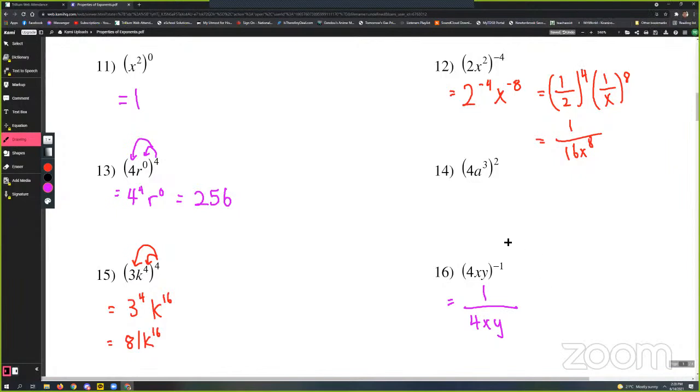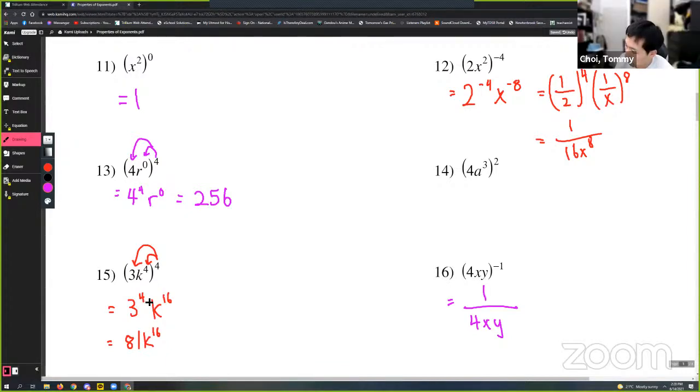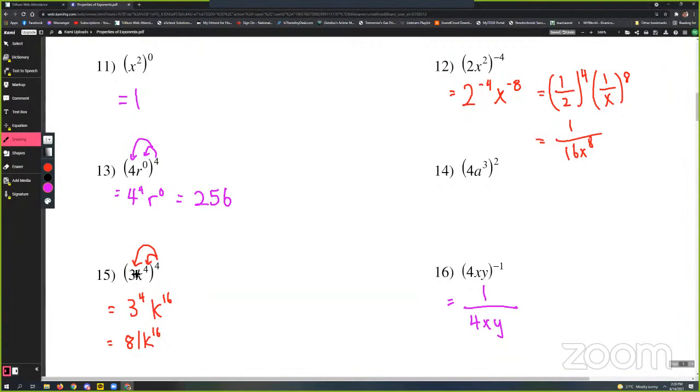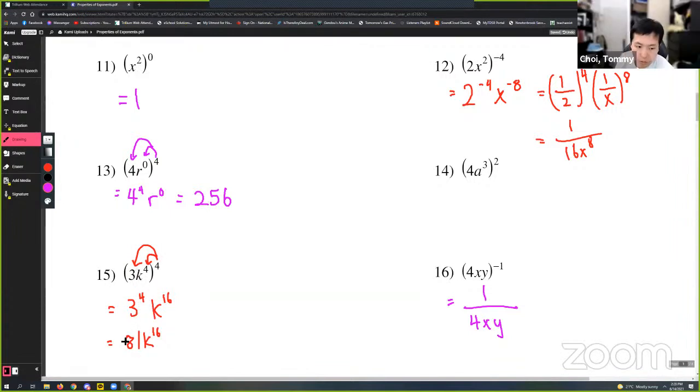Yes, for number 15, how did you get 81? 3 to the power of 4. Okay, right. Because 1 times 4 is 4, and then 3 to the power of 4 is 81. Okay. So does that make sense with the negative 1 there, everybody? If it's to the power of negative 1, because something to the power of 1 is itself, the only thing that actually does something is the negative there. And it just flips everything, the whole base, and we get 1 over 4xy.